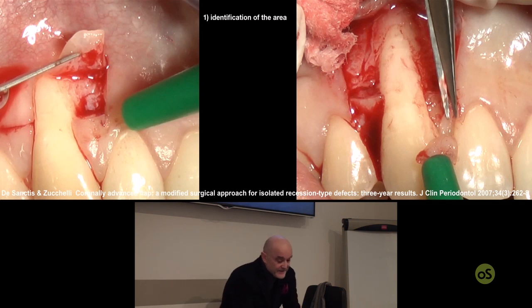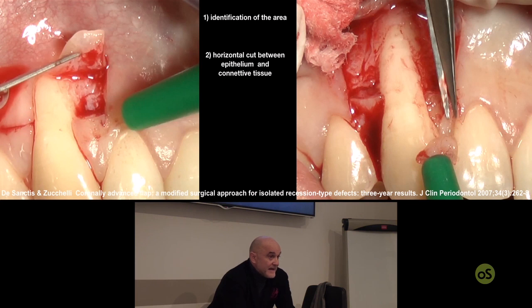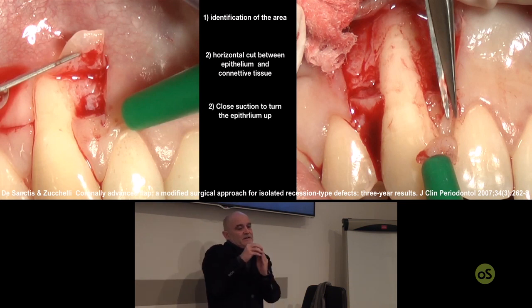So the de-epithelialization of the papilla is a very, very important phase of the coronally advanced flap surgical procedure, and it is done, first of all, by identifying the area to de-epithelialize, then placing the blade parallel to the epithelium and cutting between the epithelium and the connective tissue. Once, thanks to the air coming from the suction, the base of the epithelium can be turned, can be separated from the underlying connective tissue.